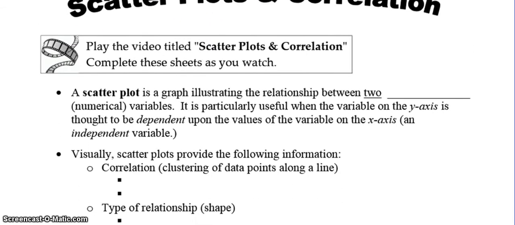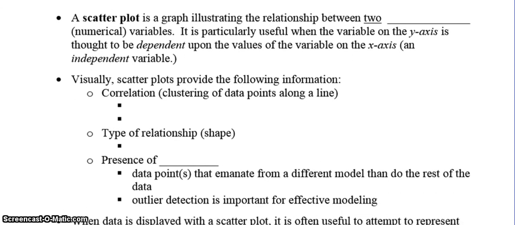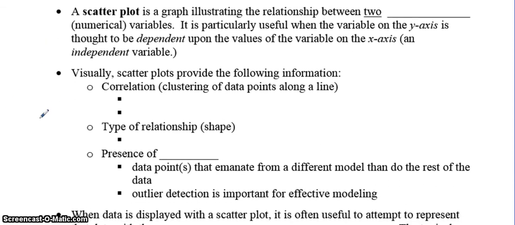So we're just going to review some of the basic terminology that you learned in grade 9 when scatter plots were introduced, and then what we're going to be doing is going into some calculations later on in the video. So to start with, a scatter plot is a graph illustrating the relationship between two quantitative variables.